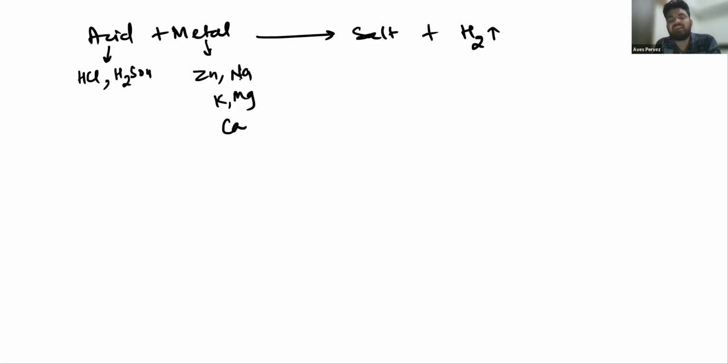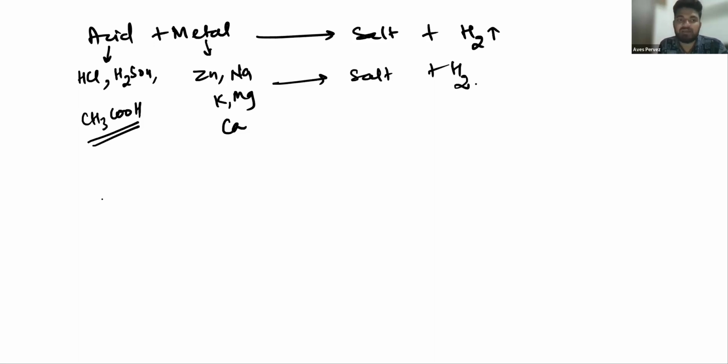Iron will not come here. Lead will not come here. Only these metals will be there. If the metal is copper or some other, then it is not going to react. So the most common acid will be either HCl, H2SO4, or CH3COOH. These acids are very important. The three acids can react with any of these metals, and it will give you a salt accordingly, plus hydrogen gas will be produced.